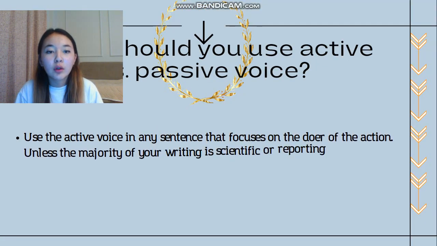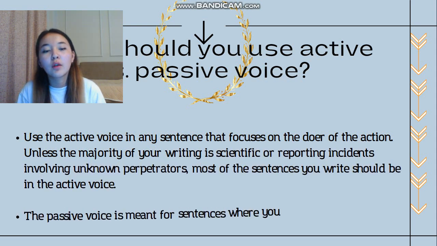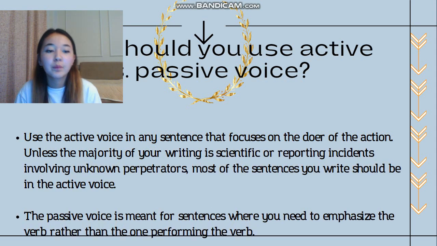At the last, when should you use active and passive voice? Use the active voice in any sentence that focuses on the doer of the action, unless the majority of your writing is scientific or reporting incidents involving unknown perpetrators. Most of the sentences you write should be in the active voice. The passive voice is meant for sentences where you need to emphasize the verb rather than the one performing the verb.